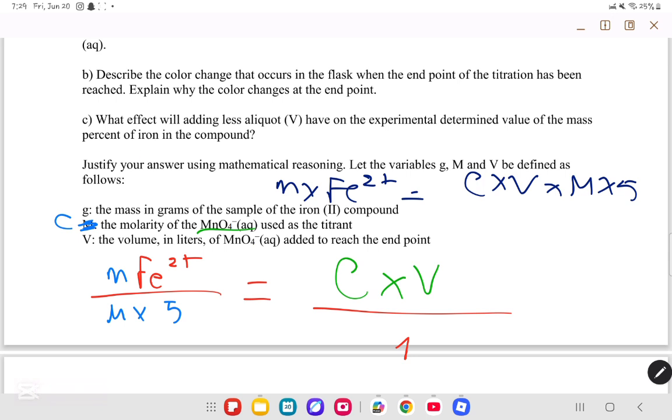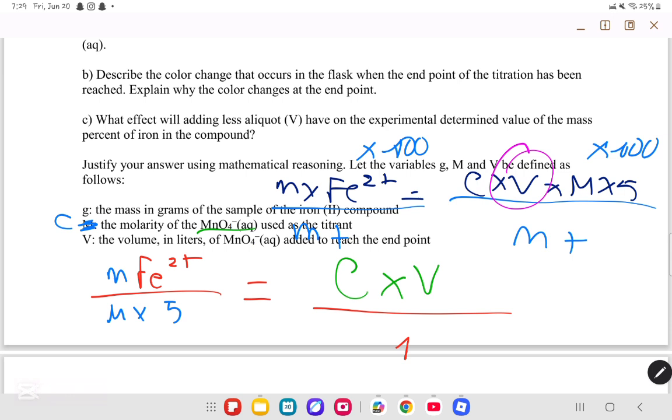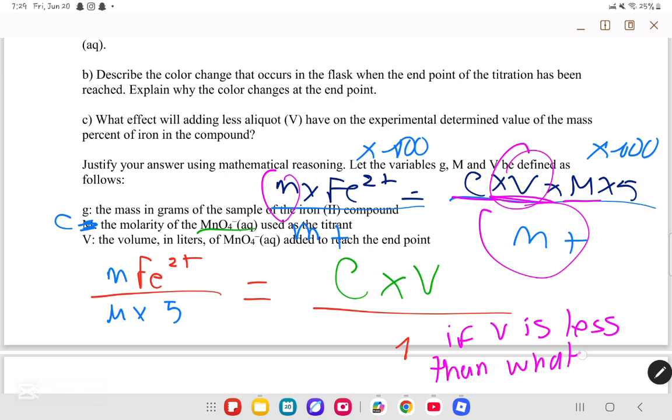Okay, so now here is the important step. On one side you divide by the total mass, and on the other side you also divide by the total mass. You multiply this side by 100% and you also multiply this side by 100%. If we're finding V, we know C, the molar mass, the total mass, and the mass. We're looking for V, the volume. If V is less than the correct value needed, then definitely the percentage by mass will decrease. Okay, so that was it for CQD number 10.